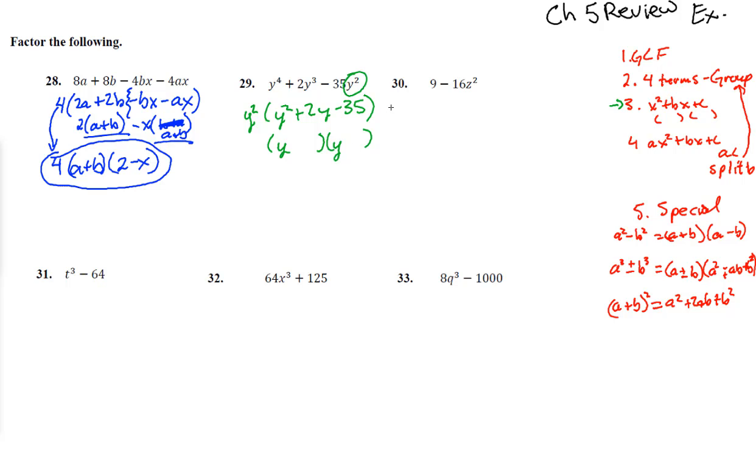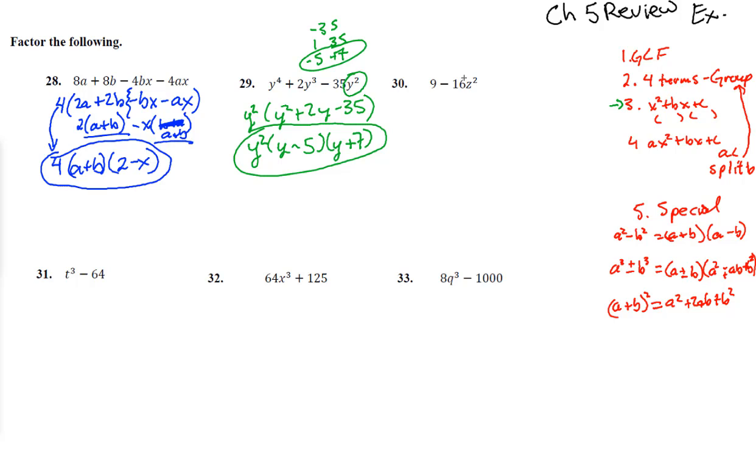What times to a negative 35? Let's write it up here. Negative 35 could be a 1 and a 35 or a 5 and a 7. Oh, it looks like a 5 and a 7 are the ones, with a positive on the 7 and a negative on the 5. And y squared just sits out front. Excellent.